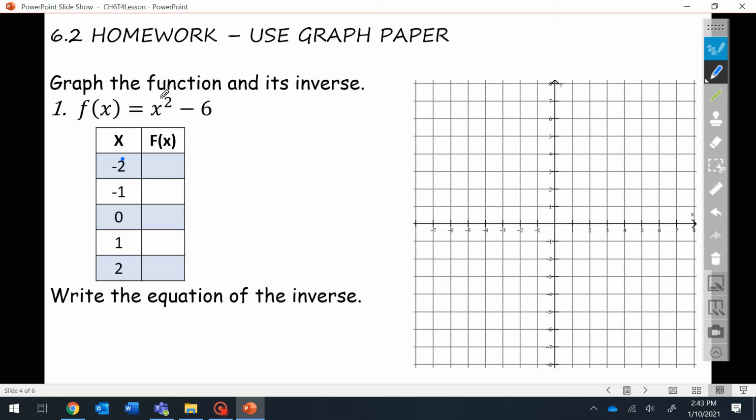Negative 2 squared is 4, and 4 minus 6 is negative 2. Negative 1 squared is 1, 1 minus 6 is negative 5. 0 squared is 0, 0 minus 6 is negative 6. 1 squared is 1, 1 minus 6 is negative 5. 2 squared is 4, 4 minus 6 is negative 2. So our regular function has the points negative 2, negative 2, negative 1, negative 5, 0, negative 6, 1, negative 5, and 2, negative 2. Once again, it's a parabola.